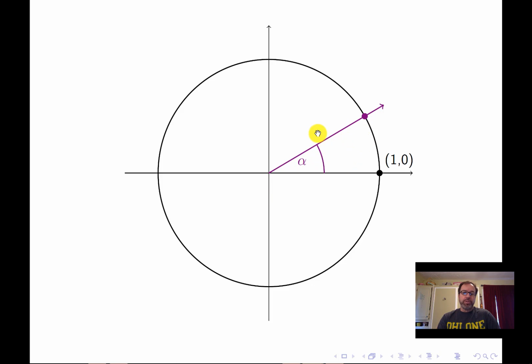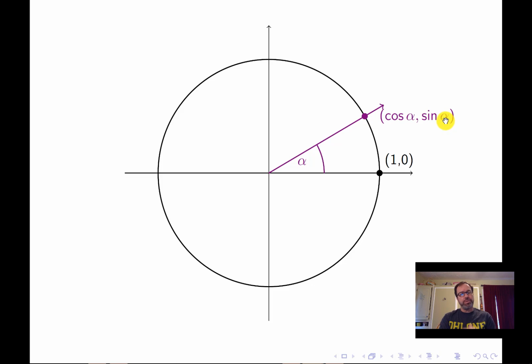Now I've drawn this angle in the first quadrant, but there's nothing about this that requires that that angle is in the first quadrant. It could be in the second or third quadrant. It could be bigger than 2 pi. It doesn't matter. It only matters that it is in standard position. And we know that if an angle is in standard position, then the x and y coordinate of where the terminal side intersects with the unit circle will be the cosine of the angle and the sine of the angle. So I know that this point right here is the cosine of alpha, sine of alpha.